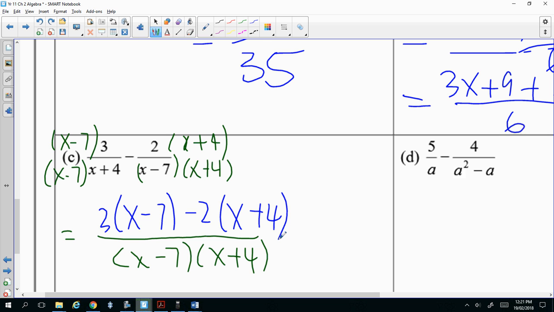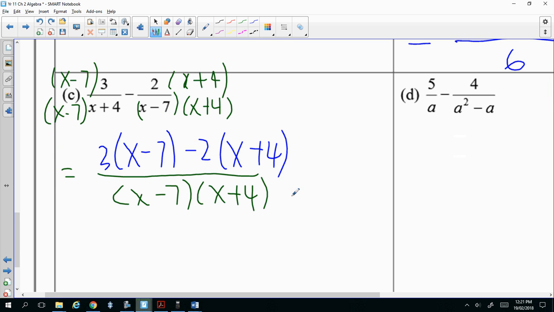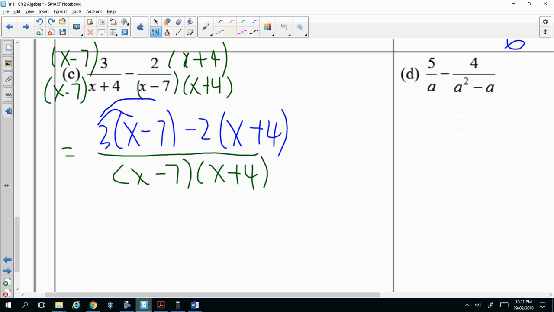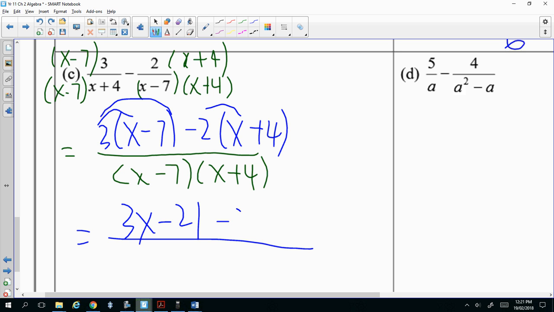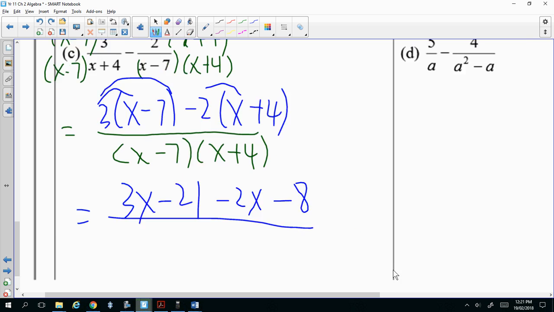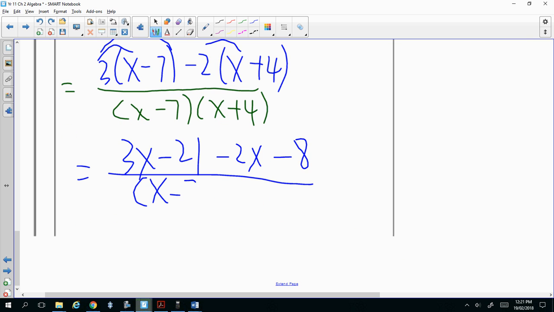Now, what do we do after that? We have to expand these brackets, which you will get 3x minus 21. The second bracket, be careful, negative 2 times x is negative 2x, but the next one will be negative 8 because the negative follows the 2. So negative 2 times 4 is negative 8. Over the same denominator, notice that I do not expand the denominator. I keep it in factorized form, but the numerator needs to be expanded because then you have to collect like terms.